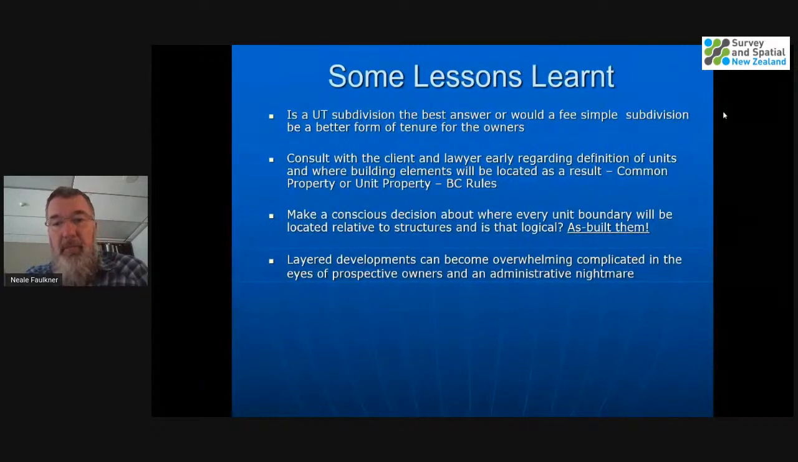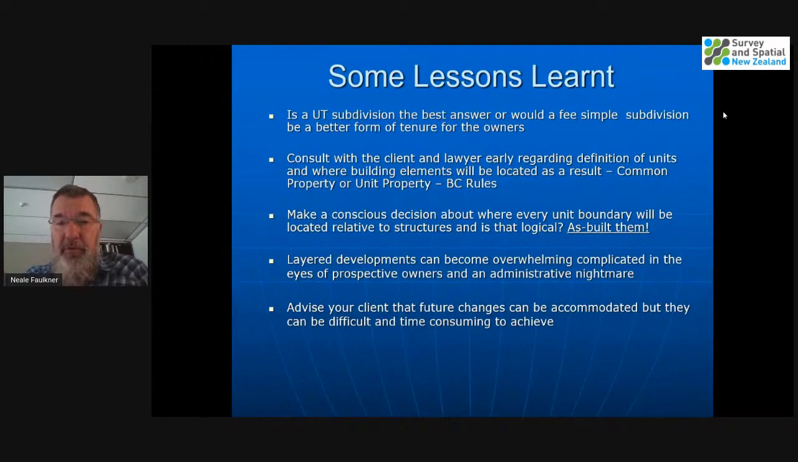Layered developments can become overwhelmingly complicated in the eyes of prospective owners and an administrative nightmare. So people are tending to shy away from them a little bit, because once you get multiple body corporates, everyone's eyes start glazing over. And you can imagine if you had a different body corporate company running each of the body corporates, then those people have to liaise and talk and coordinate their body corp meetings and all of that stuff. So it can become a bit nightmarish.